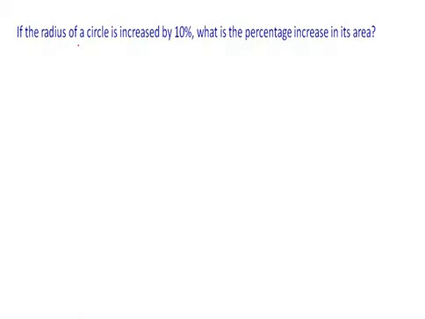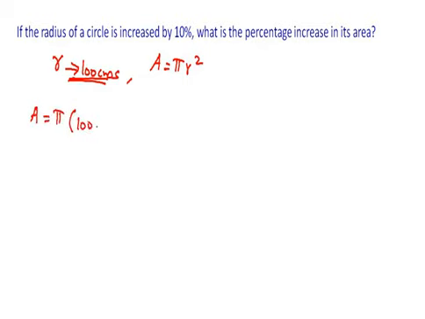The same question can be done in one more way by using an assumption method. Let's assume that the radius of the circle is 100 centimeters, alright? And we also know that the area of the circle is pi r square, right? So what will be the area of the original circle? A is equivalent to pi multiplied by 100 square, and that is going to give us 10,000 pi as the area, right?